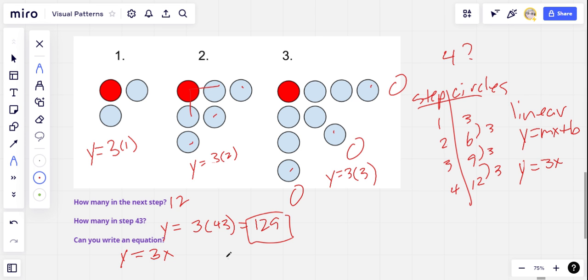Well, how did that one go? Did you see that it was a linear pattern? Did you come up with 129 for step 43?